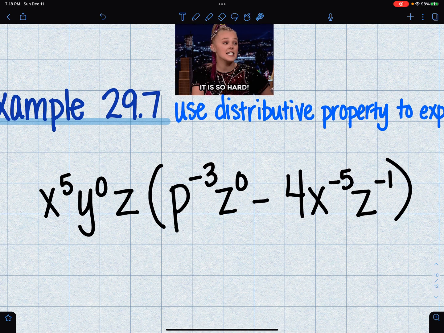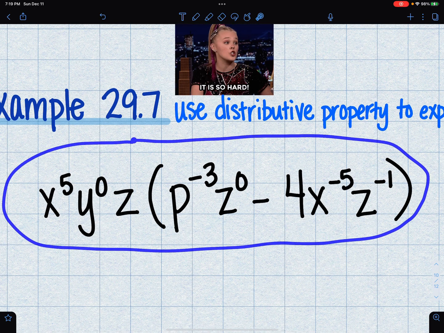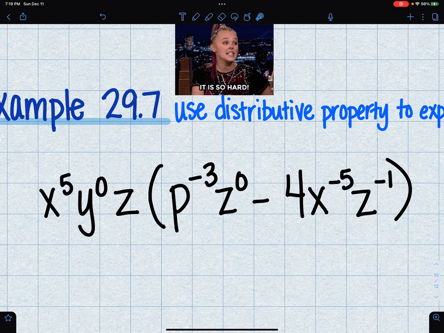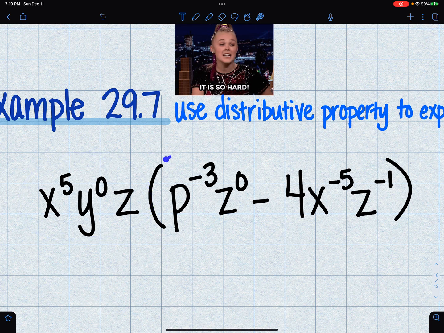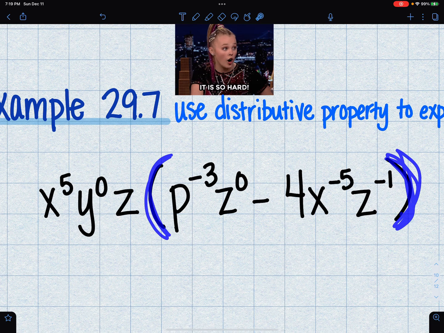Okay, look at this problem and you might be like, oh my heck. This is really hard, but it's actually not going to be that hard. Let's take an overall view of what's happening in the problem. You've got something outside the parentheses there. You've got parentheses here, but then inside the parentheses, don't lose track of this.